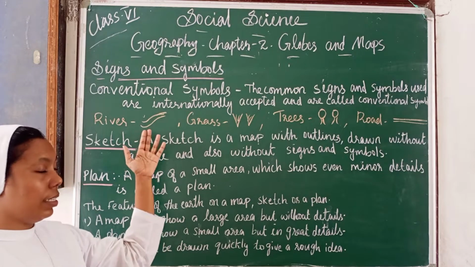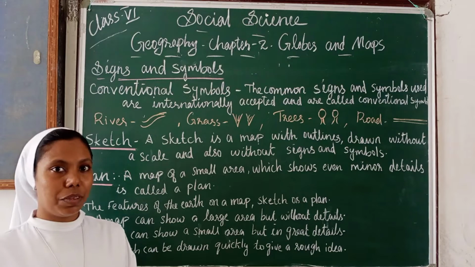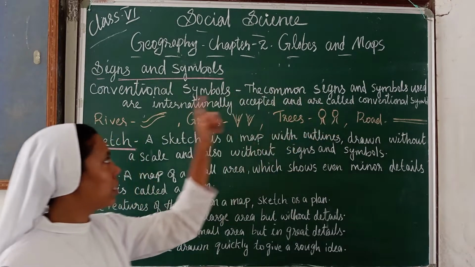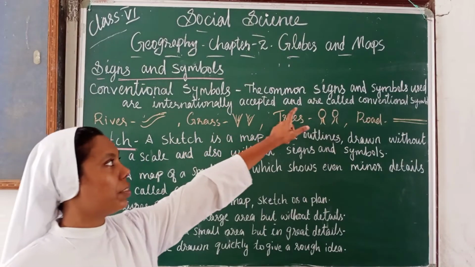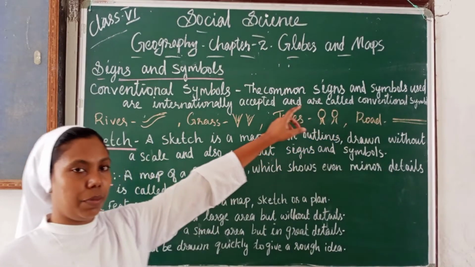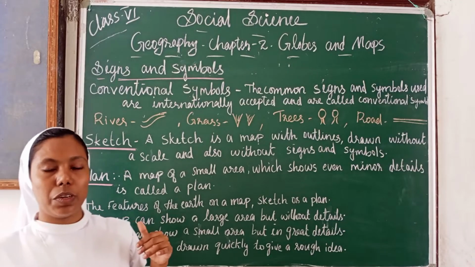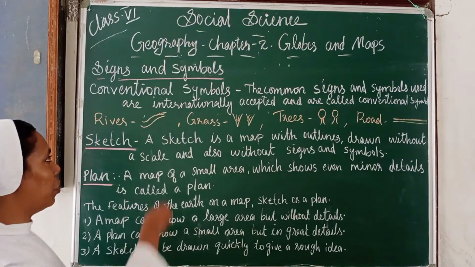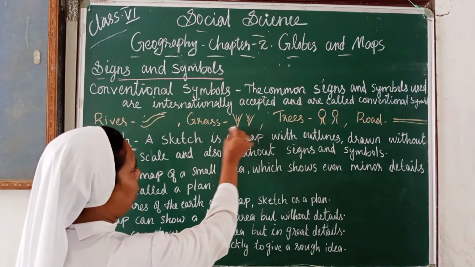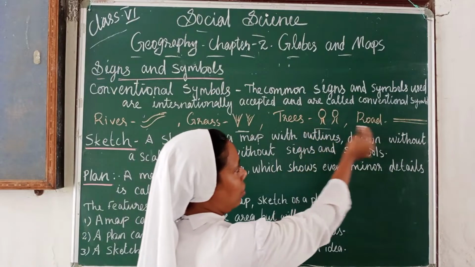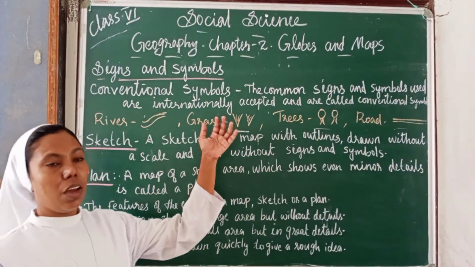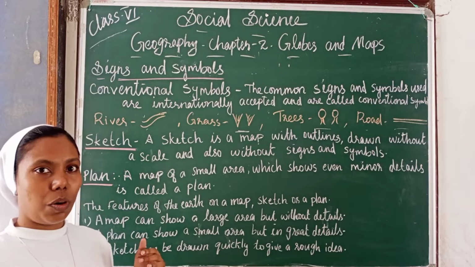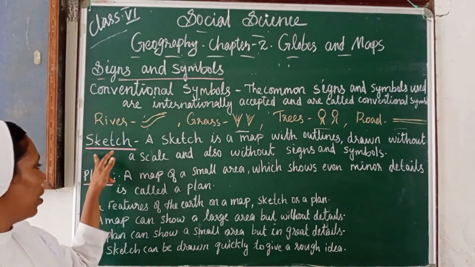These are all internationally accepted, and they are called conventional symbols. What are conventional symbols? The common signs and symbols used on maps that are internationally accepted are called conventional symbols. For example, for a river we use this sign, for grass this sign, for trees this, and for roads we use these signs. And next you can see the sketch.